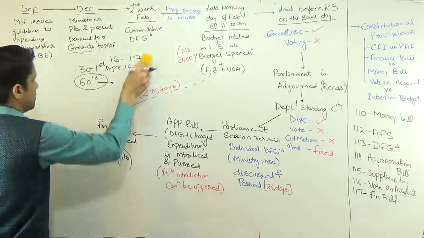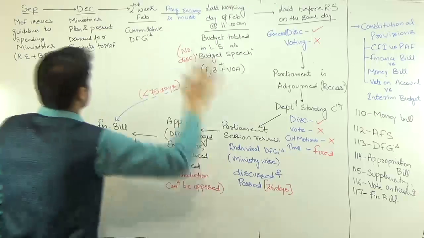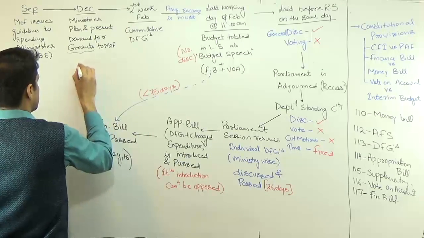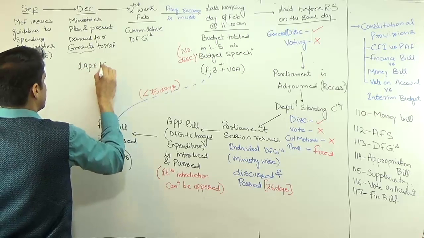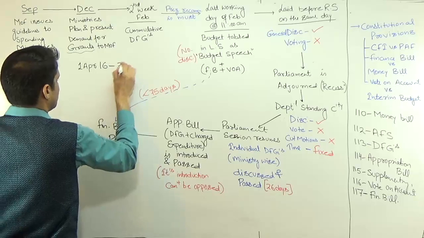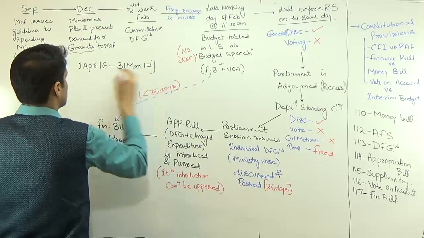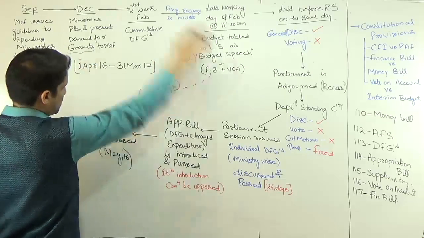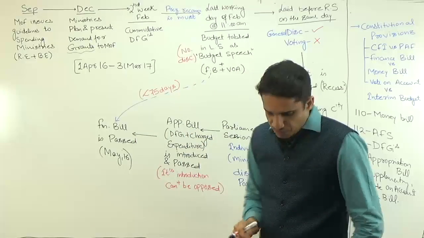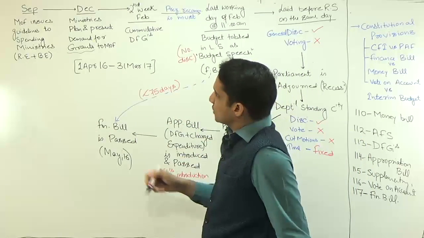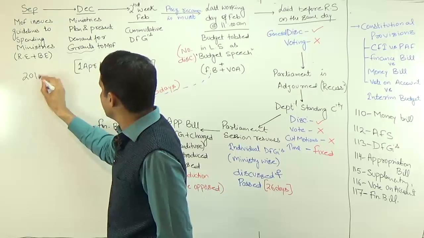So the budget making process starts from this. I am discussing the budget for 2016-17. It means that it will be applicable from 1st April 2016 to 31st March 2017. This budget will be applicable for this duration. The budget making process for the 2016-17 budget is going to start from September 2015.